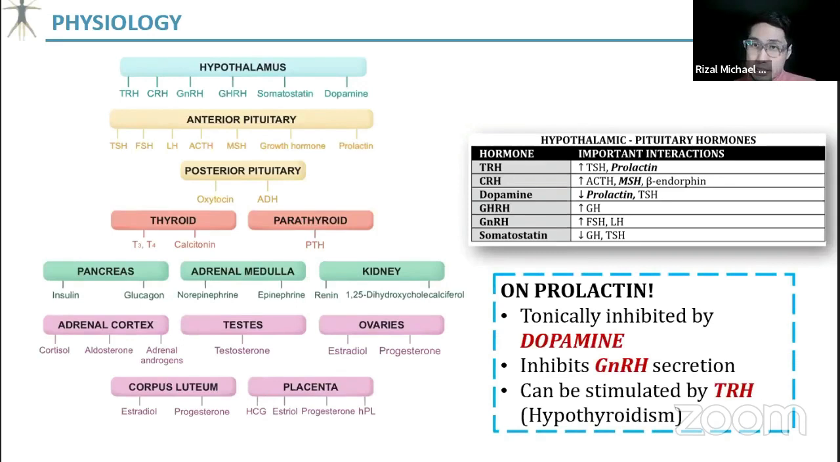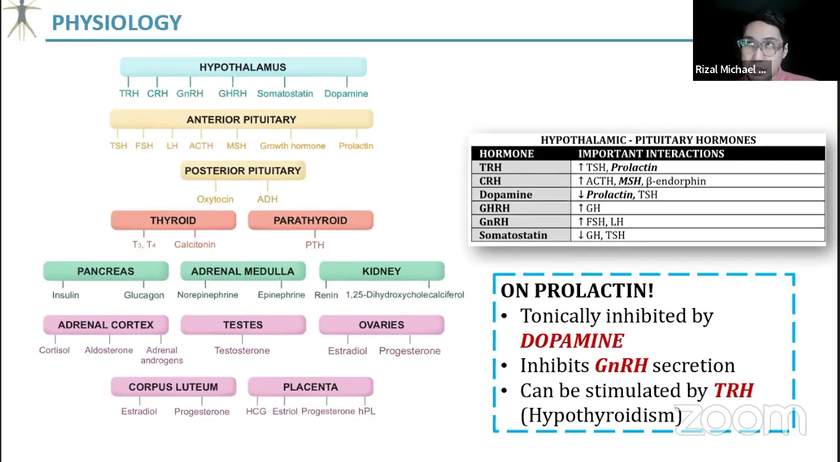Hinighlight ko dito yung prolactin kasi si prolactin ang daming unique sa kanya. Okay? Prolactin is tonically inhibited by dopamine. Dopamine is also known as your prolactin inhibitory hormone, okay? Or your PIH, prolactin inhibiting hormone. So that means when your dopamine is decreased, your prolactin will increase. Tataas siya. Okay? What else? Your prolactin inhibits GnRH secretion. So kapag mataas ang prolactin mo, bababa naman ang GnRH.